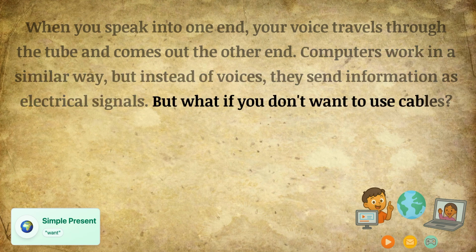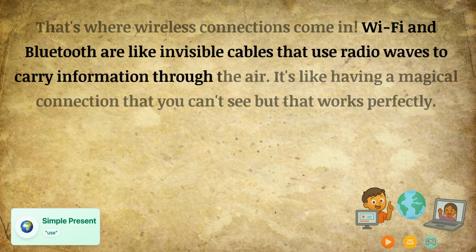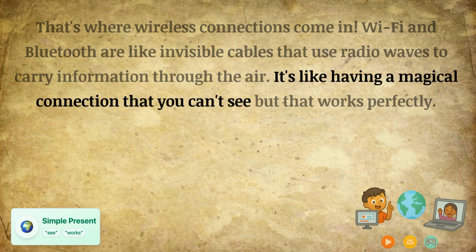But what if you don't want to use cables? That's where wireless connections come in. Wi-Fi and Bluetooth are like invisible cables that use radio waves to carry information through the air. It's like having a magical connection that you can't see, but that works perfectly.